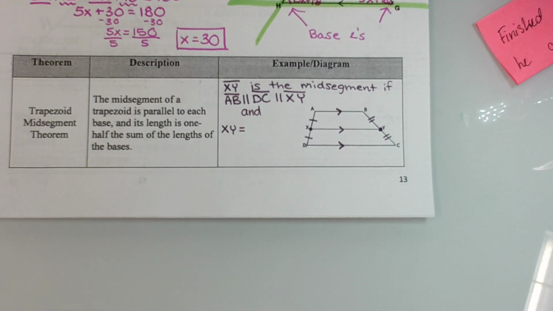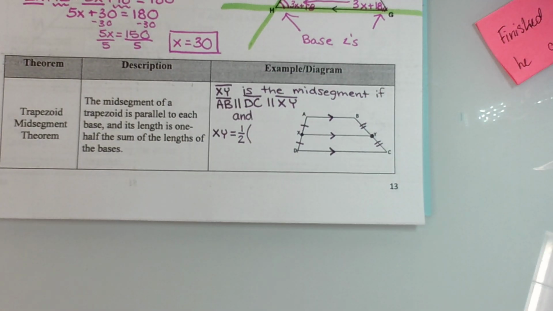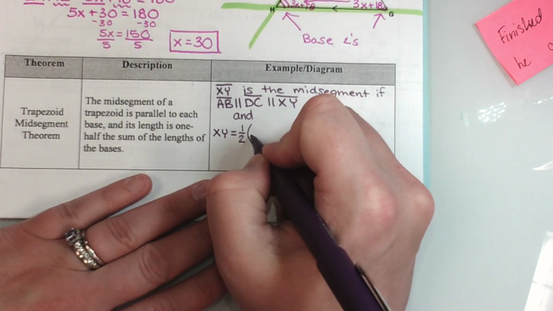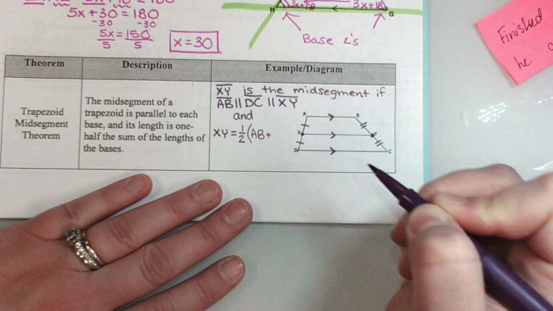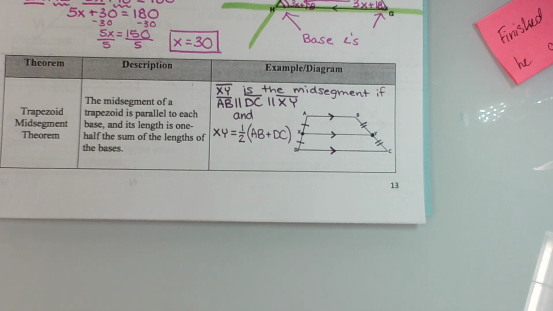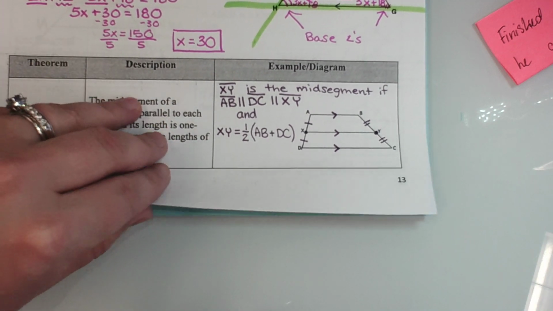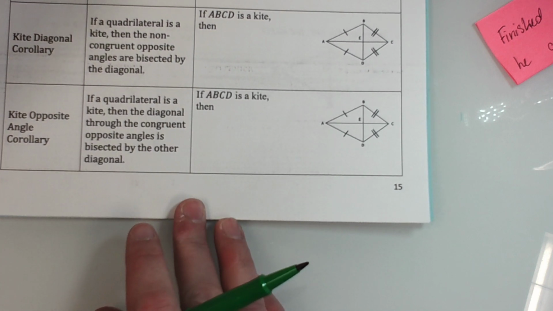So the length XY, that is the length of the mid-segment, is equal to 1/2 parentheses, the bases added together. The bases are the parallel sides. So in this case, AB plus DC. With mid-segments, that's what we're going to focus in on, is using that formula. And that's what's showing up on the last page.